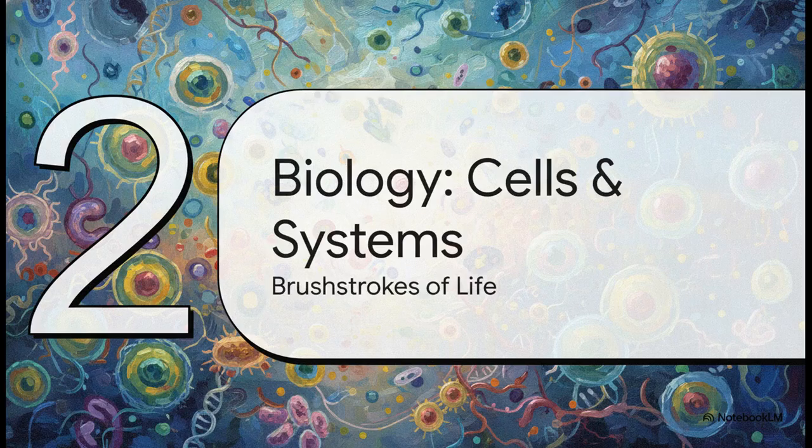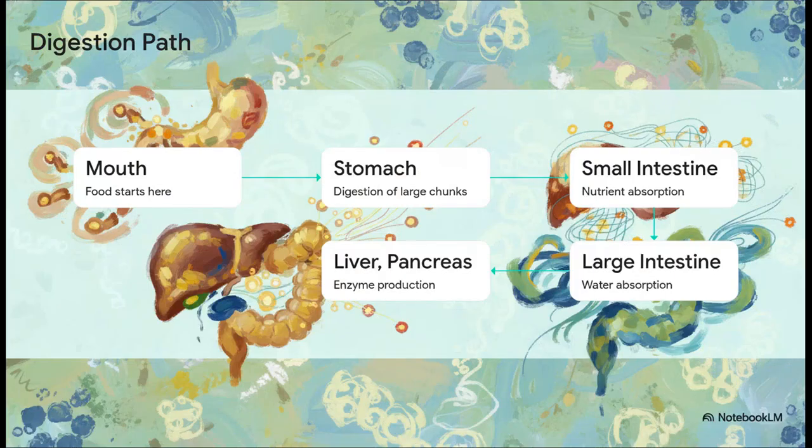Moving right along to Section 2, biology, cells and systems, the brushstrokes of life. Let's step right in and see how biology builds a complete working system, starting with digestion. Because your body is literally a masterpiece of teamwork. Food starts in the mouth and travels down the esophagus. Then it hits the stomach for some serious digestion, where it breaks down all those large, insoluble chunks. Then comes a really crucial step, the small intestine. This is where those newly small, soluble nutrients are actually absorbed right into your blood.